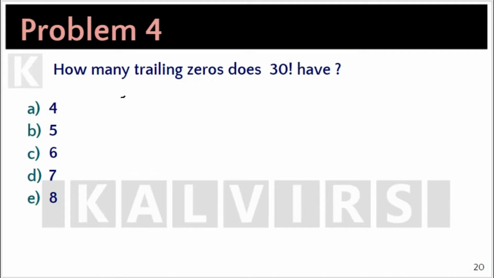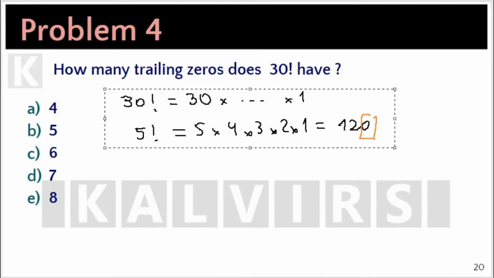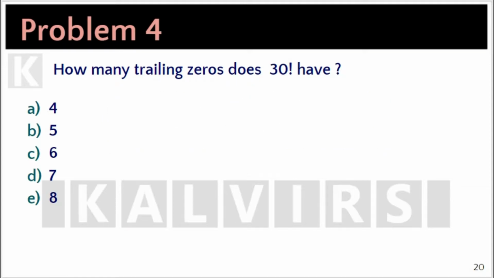Now, the numerical value of 30 factorial, which is calculated by multiplying 30 from 30 to 1, is a number with a certain number of zeros. For instance, the numerical value of 5 factorial is 120. Therefore, 5 factorial has 1 trailing zero. Now, in order to find the number of trailing zeros 30 factorial has, we must apply the following formula.